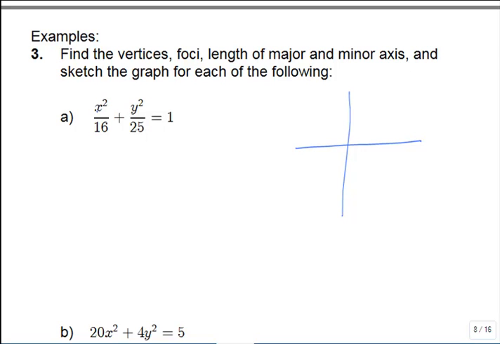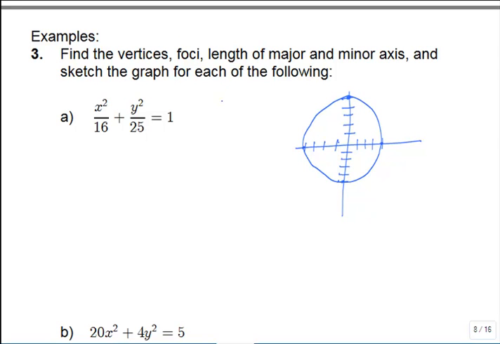Now the 16 is underneath the x, so that's going to tell us how far to the left and to the right we go on our x-axis, using the square root of this number that's in the denominator. So I want to go 4 to the right and 4 to the left. And then the square root of the number that's under the y squared is going to tell me how far up and down to go. So I want to go up 5 and down 5. So immediately we can draw this ellipse. The graphing part is actually really easy to do.